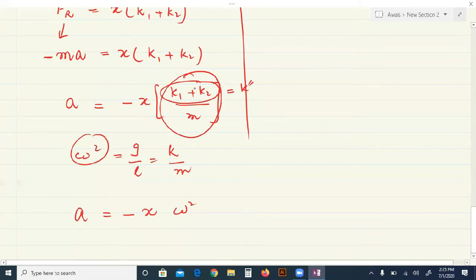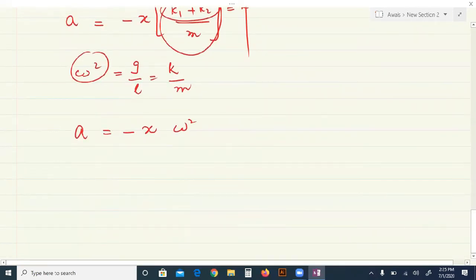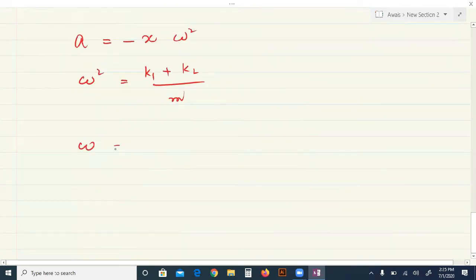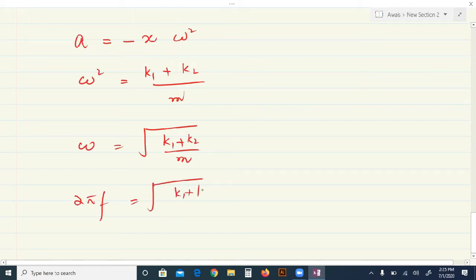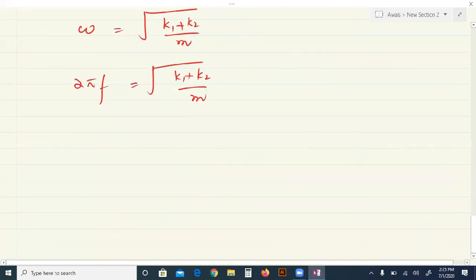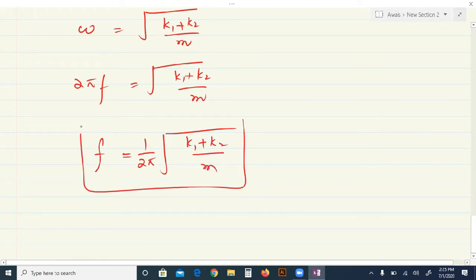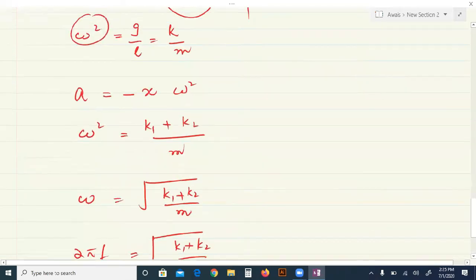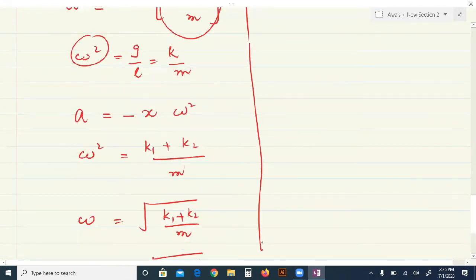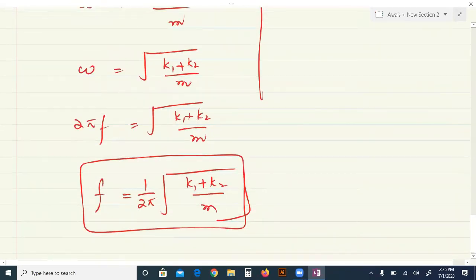The quantity will remain the same, the bigger value of k. And we can write here that omega square is (k1 plus k2) over m. So omega is equal to the square root of (k1 plus k2) over m, meaning 2 pi f is equal to the square root of (k1 plus k2) over m. And finally, here we can write f equals 1 over 2 pi, square root of (k1 plus k2) over m.